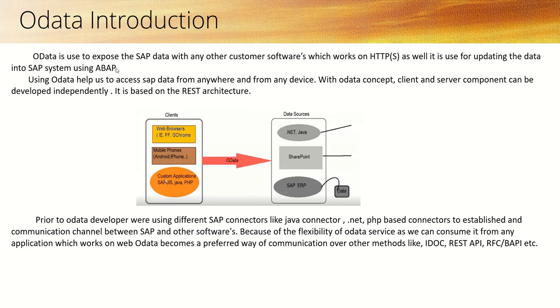OData is used to expose the SAP data to any third-party software which works on HTTP, and also it is used to update the data back into the SAP using the ABAP coding. The advantage of OData is that it helps us to access data from anywhere and from any device.